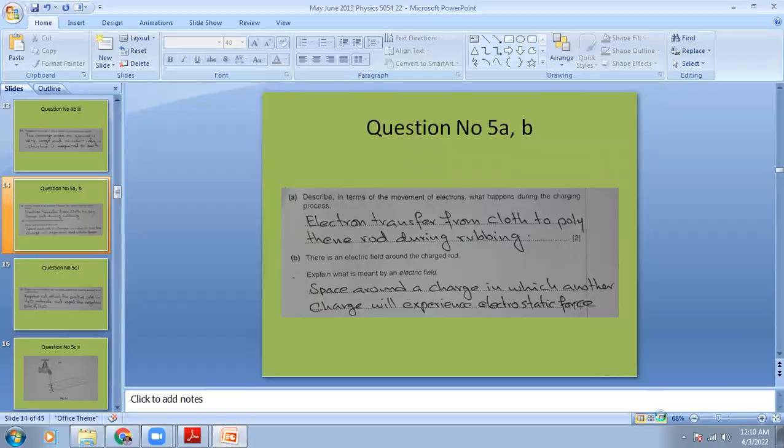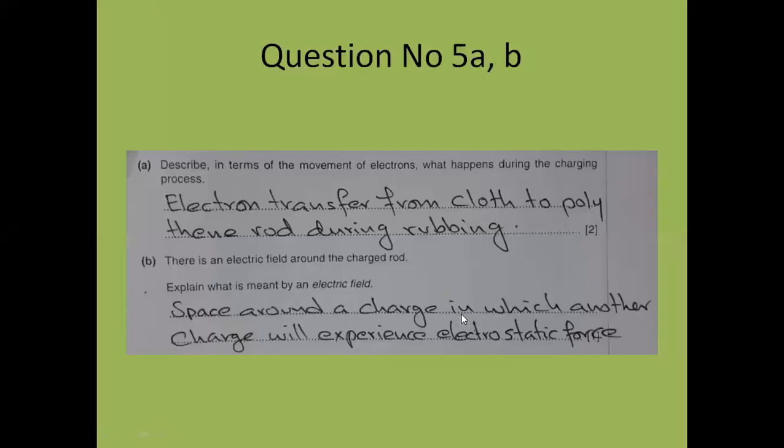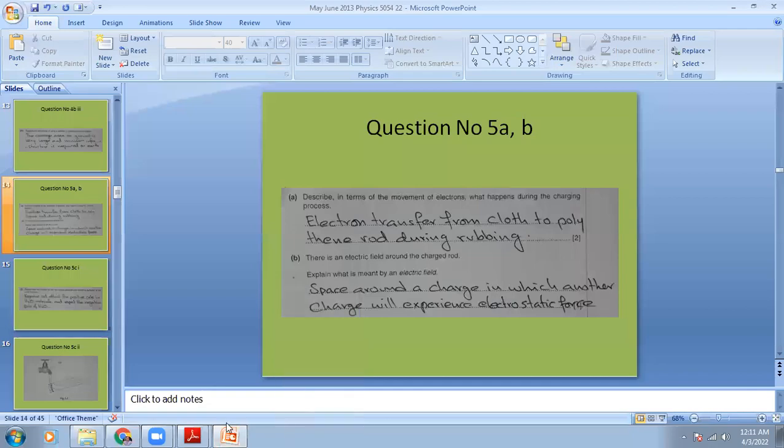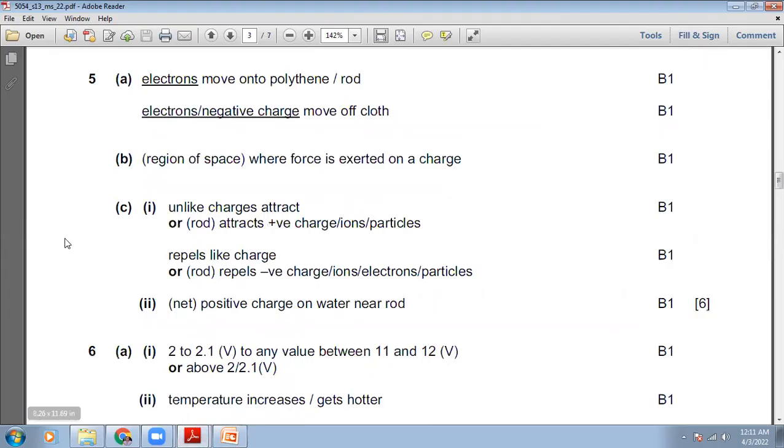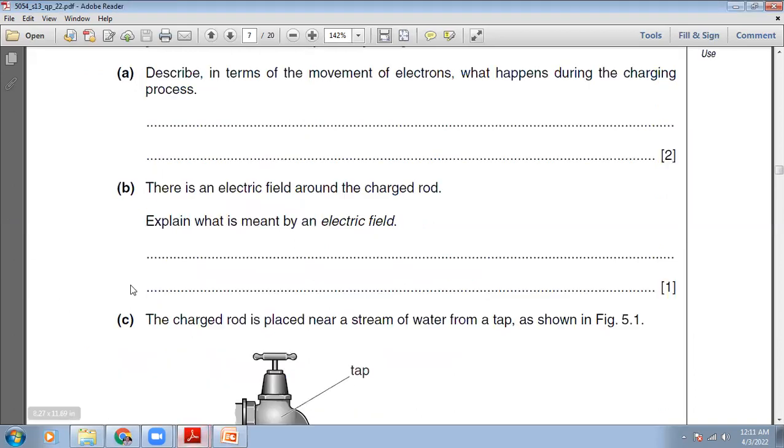So here we go. Space around a charge in which another charge will experience electrostatic force. You can say electrostatic force of attraction or repulsion. A region of space where force is exerted on a charge. So our answer is right.